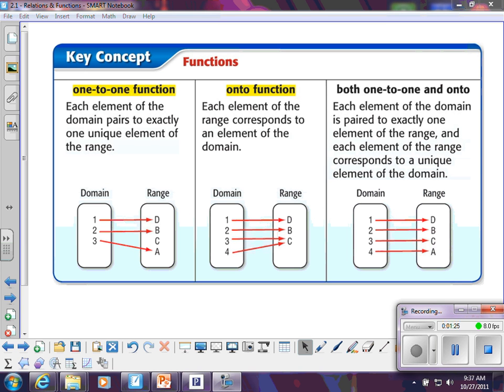Okay? Onto function, each element of the range corresponds to an element of the domain. So I can have two different x values going to the same y. That's okay, as long as they correspond together. All right, the range is my y. And then both one-to-one and onto, each element of the domain is paired to exactly one element of the range, and each element of the range corresponds to a unique element of the domain. That means I have an x value with a y value, and then I have a different x value with a different y value. Make sense?